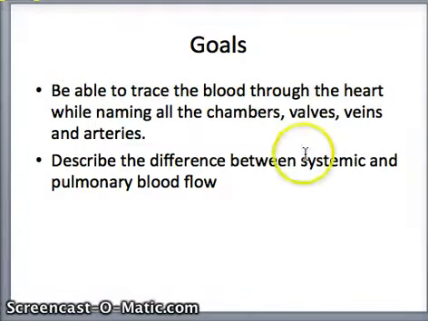So your key thing is to be able to trace the blood through the heart, naming all the chambers, valves, and veins and arteries it goes through, and then describe the difference between systemic and pulmonary blood flow. So pulmonary refers to the lungs, so whenever you use the word pulmonary, you're talking about the lungs, so that gives you a hint of what pulmonary blood flow is, and then systemic.